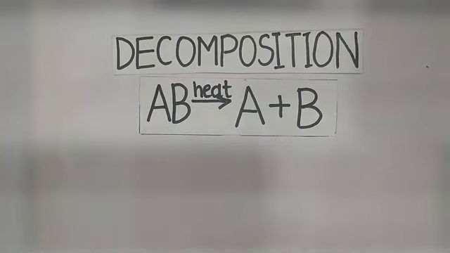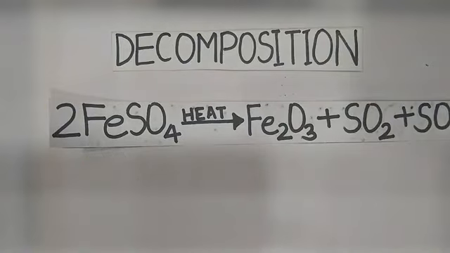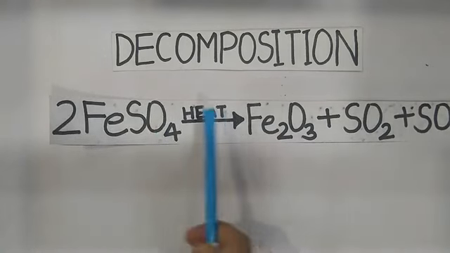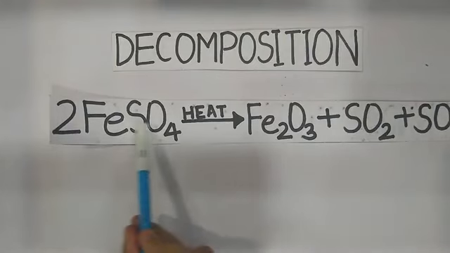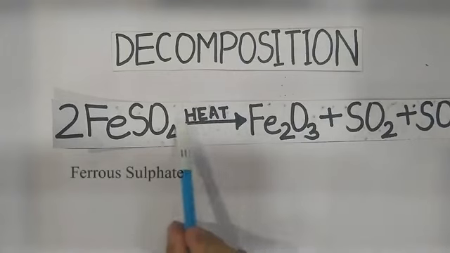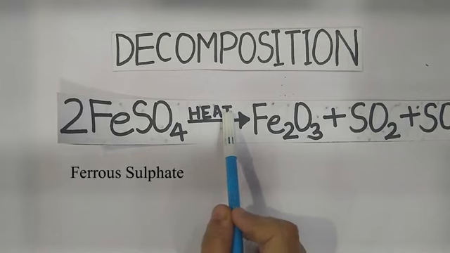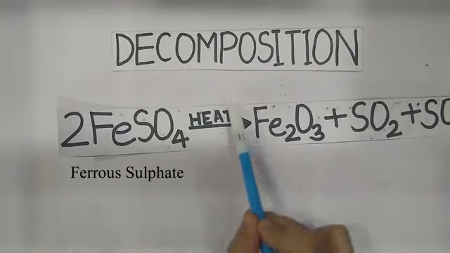Now we'll start taking examples. Here we have an example of ferrous sulfate. What exactly is happening to ferrous sulfate? Ferrous sulfate is heated. So you don't say FeSO4 plus heat. You just say FeSO4, the arrow, and right on top of the arrow you write heat. And that is how you get to know that ferrous sulfate is getting heated.